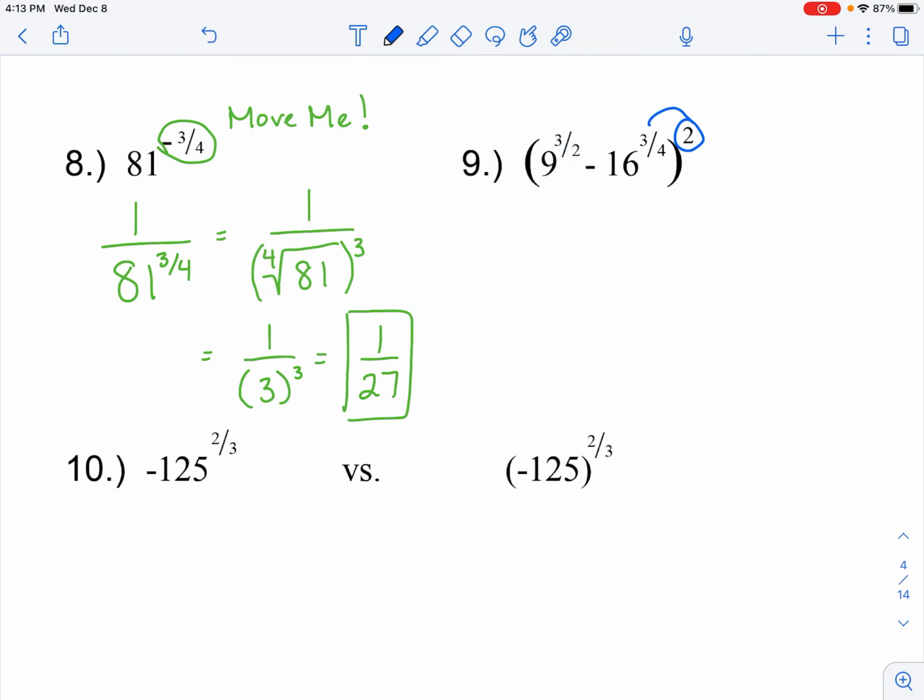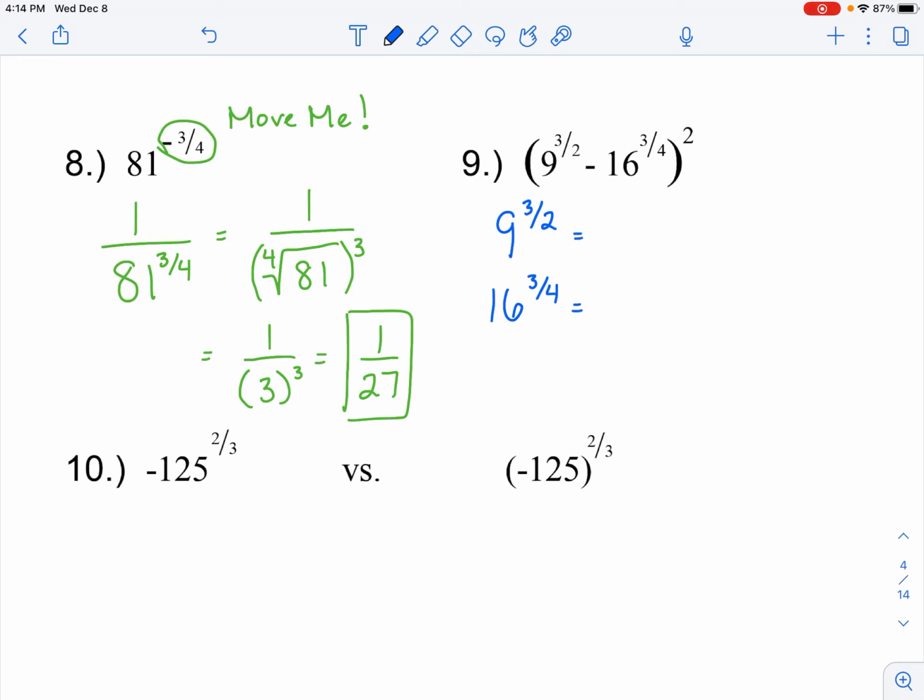You're going to see this 2 outside and think, hey, can I just distribute it? And the answer is no, because of this subtraction sign right here. This is a binomial squared. That would be a FOIL or a double distribute problem. I don't want to do that. That'd be crazy. So let's figure out what 9 to the 3/2 power is. Let's figure out what 16 to the 3/4 power is, and then work it from there.